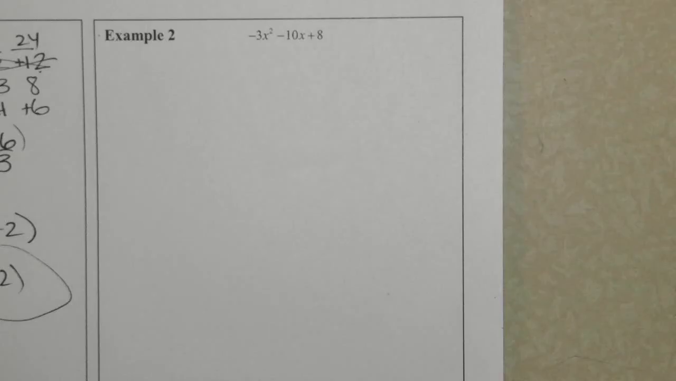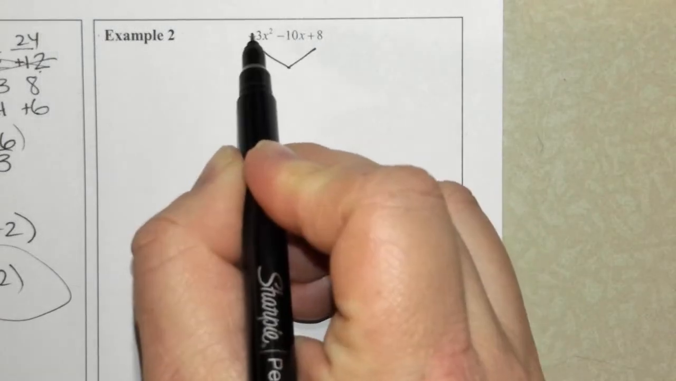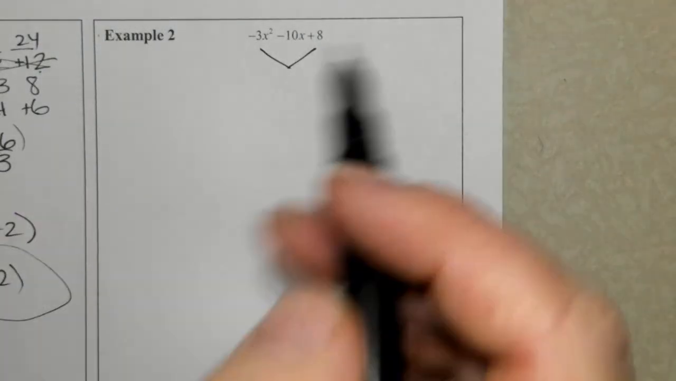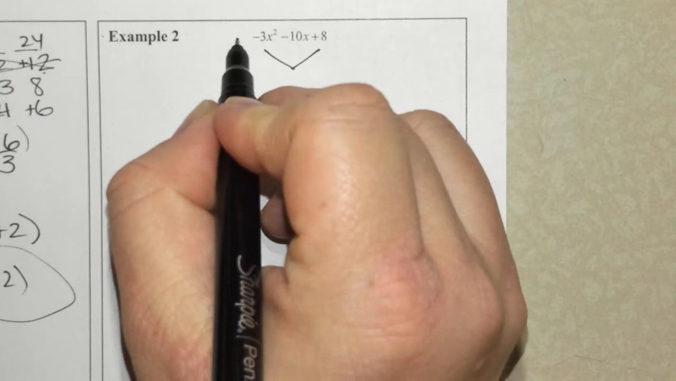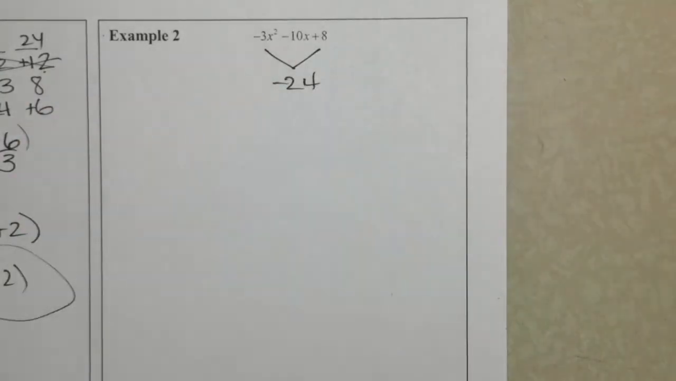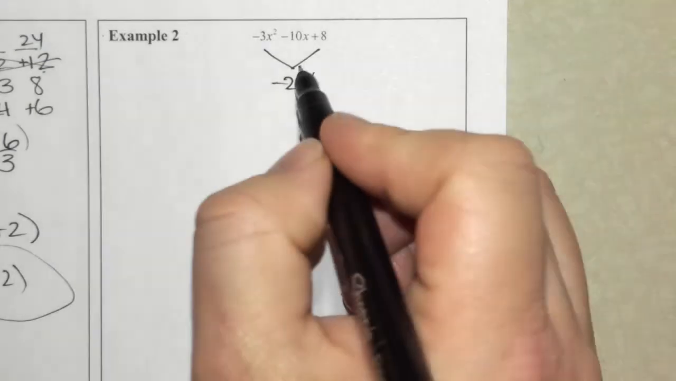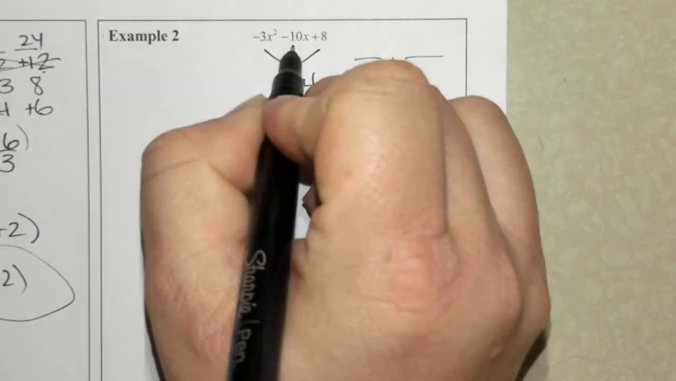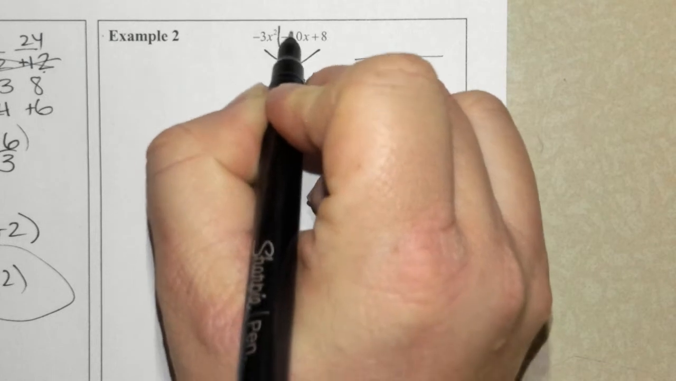Please write down example 2, press pause, and rejoin this video when you have. So I see a 3, a 10, and an 8. There's not one number other than 1 or negative 1 that I could pull out. Negative 3 times 8 is a negative 24. And I'm looking for two numbers that combine to give us a negative 10.